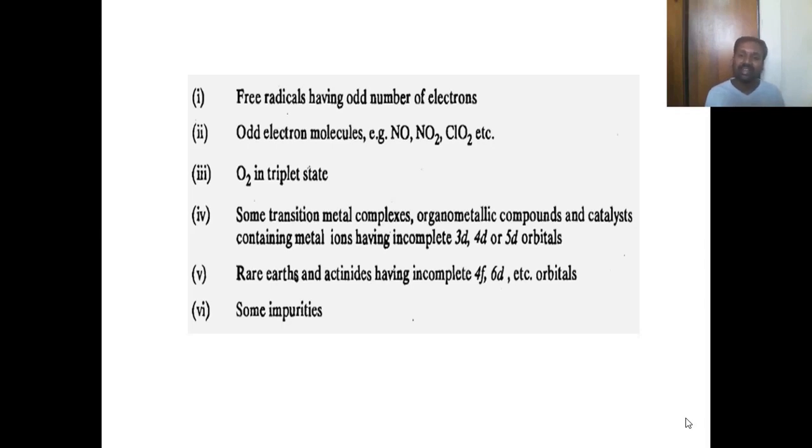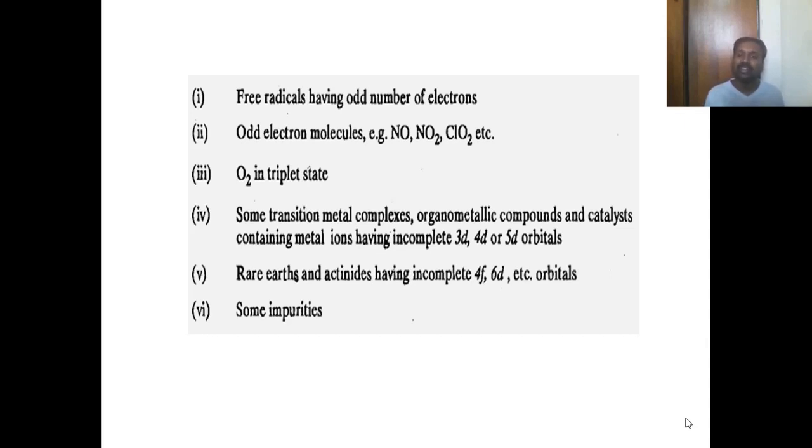It should have at least one unpaired electron. Why? Because we all know that for paired electrons, the spins get cancelled. For example, let us consider electrons in a 2s orbital, or even in a molecule, let us consider electrons in sigma orbitals, pi orbitals.